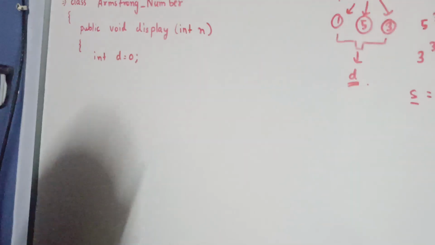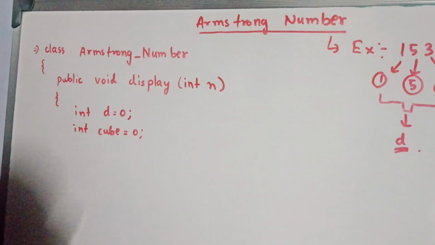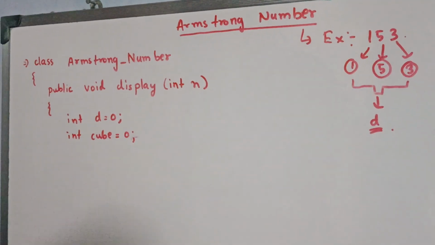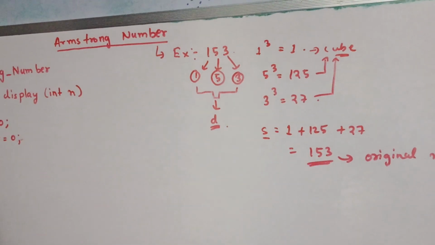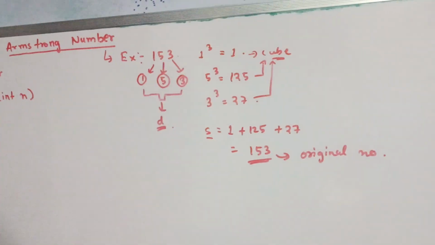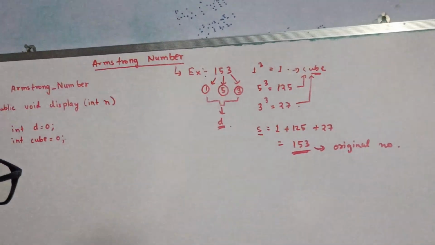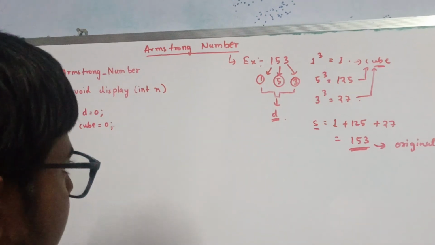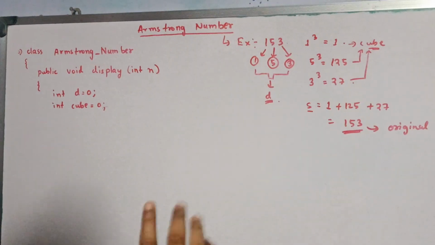Next we have to declare another variable, int cube, which will be equal to 0. The importance of initializing this variable is that after you extract each digit from the number, you have to find the cube of each digit. So you have extracted 1, you find the cube of 1, which is 1. You have extracted 5, you find the cube of 5, which is 125. You have extracted 3, you find the cube of 3, which is 27. And they are to be stored in the variable cube respectively.